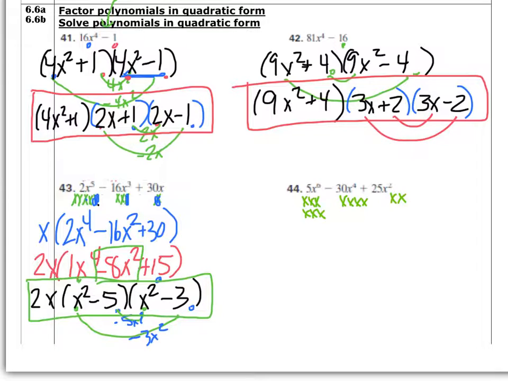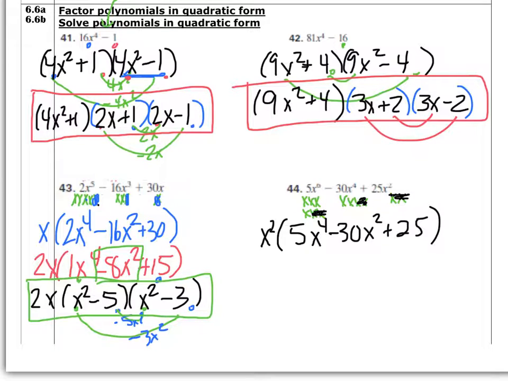So what you can do is take 2 x's out of each one. So let's write that we're going to pull out an x squared and take out the 2 x's. What's left over then is going to be 5x to the 4th minus 30x squared plus 25.